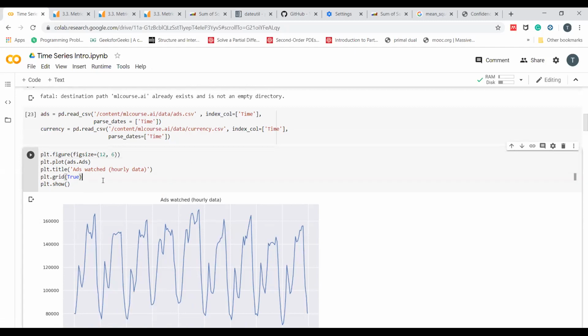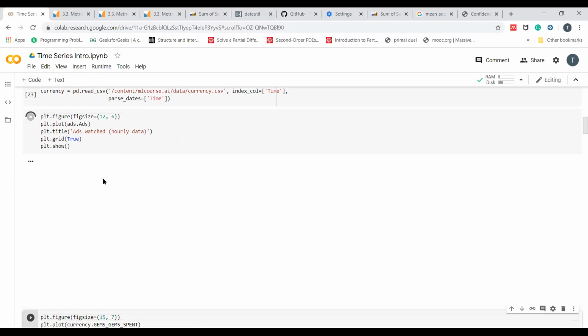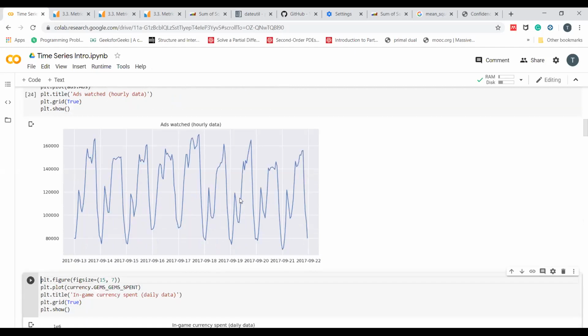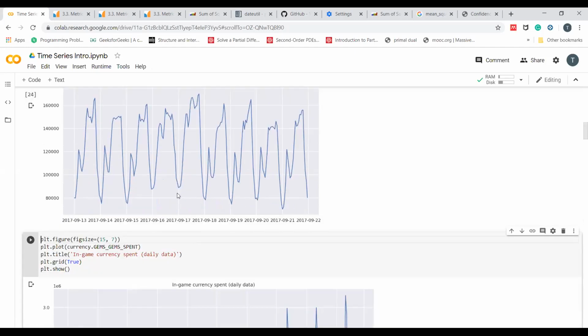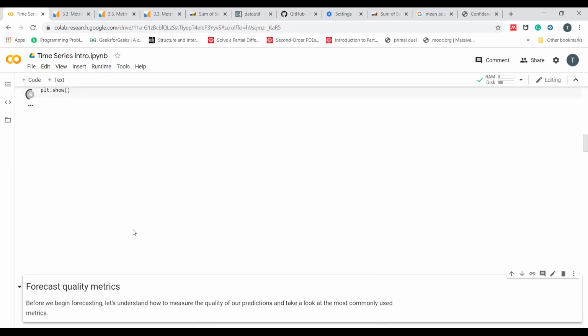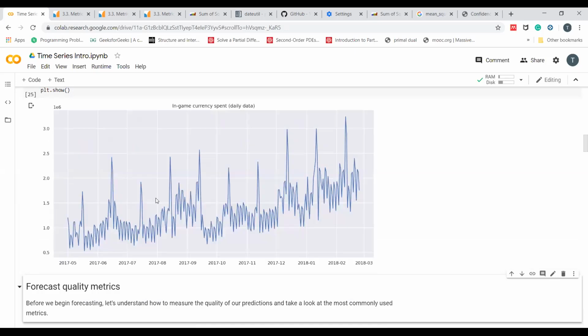So it's ads watched per hour, and we can see that there is a trend of going up and down in this figure, but we don't know what this means yet. And now let's plot the figure of the currency spent per day in this game. In this figure, we can also see that for a certain period, there's a peak going up.